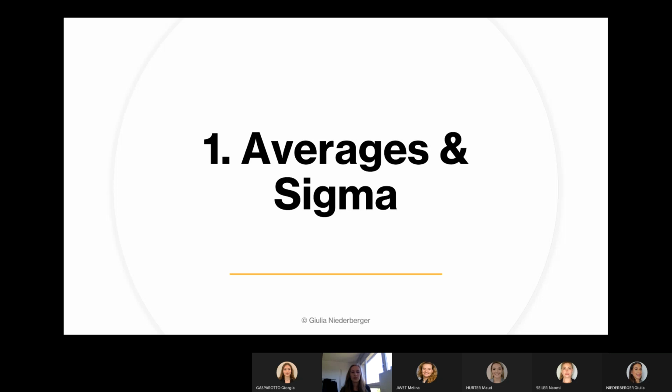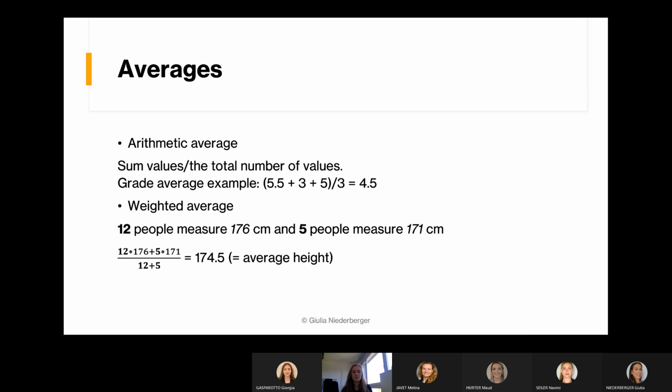All right, so the beginning is basically the same as we had for the midterms, the presentation. So for the first chapter about the averages and the sigma. The averages is basically what we use in many other classes as well, so you should know that by now. Then we have, for example, the arithmetic average, where you just add different values and divide them by the amount of values you added. And then we have the weighted average. That's the same that we're using in accounting for the cost of goods sold. The weighted average, so you just take how many people, for example, measure 176 centimeters, and then people with other heights, and divide it by the total of people.